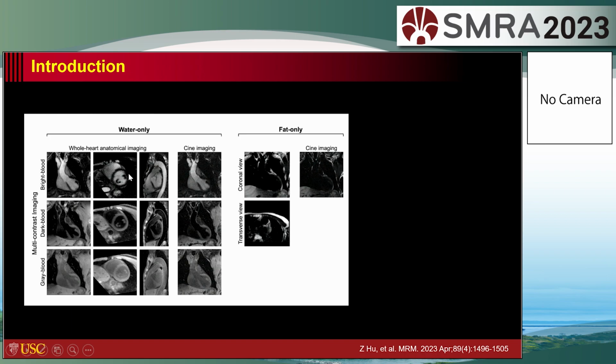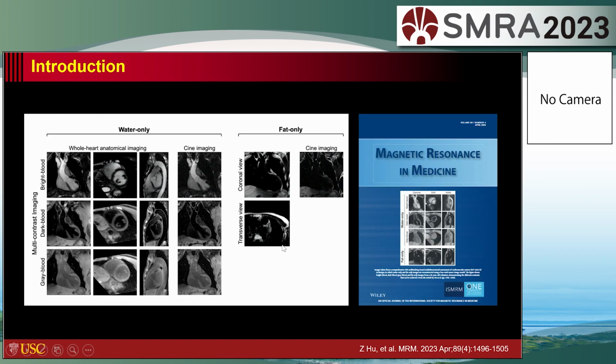And this is an example on a healthy volunteer. As you can see, we can really provide different contrast weightings, and this is 3D coverage. You can flexibly reformat the image for any angle for better visualization. And also we have dynamic information, which is cardiac phase resolved. And also we can separate water and fat, for example, for fat quantification.